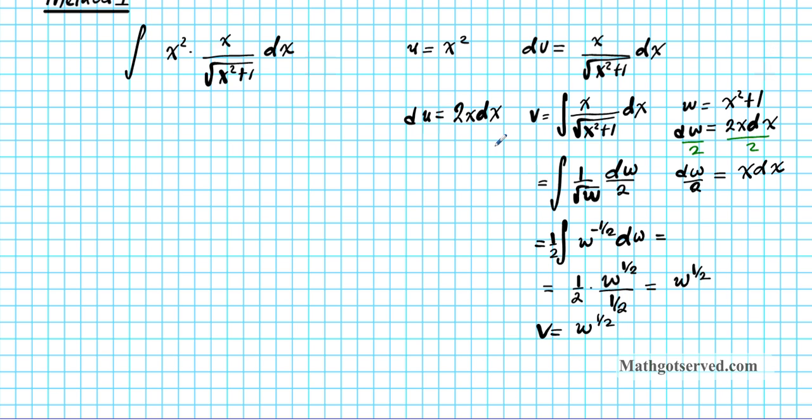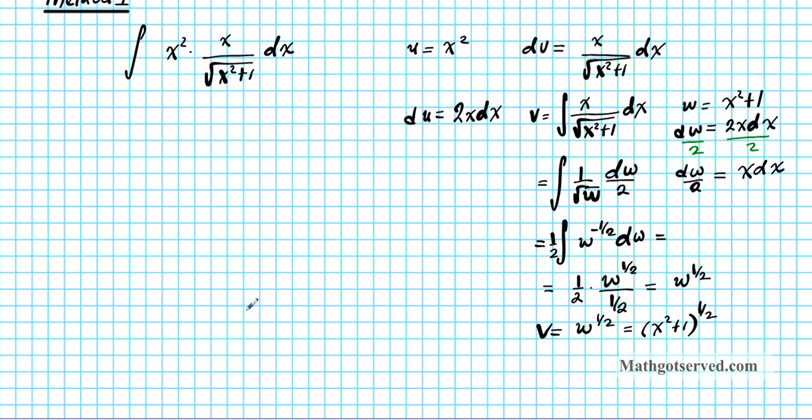But we note that we're working with x's, right? So we have to express v in terms of the same variable as du and x and dv. So we need to change this back. In order to do that, we're just simply going to replace w with its initial value, which is x squared plus 1. So w is equal to x squared plus 1 raised to the 1/2 power.